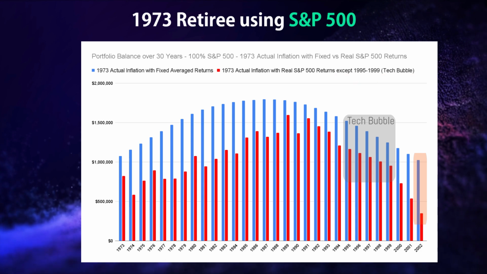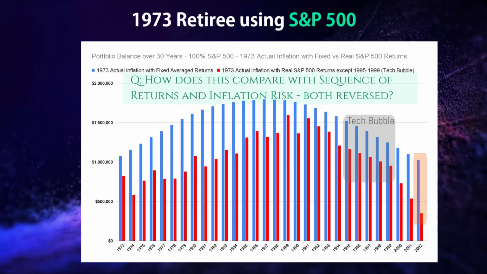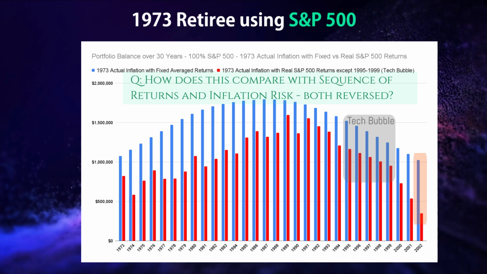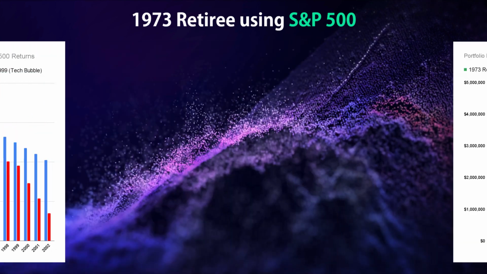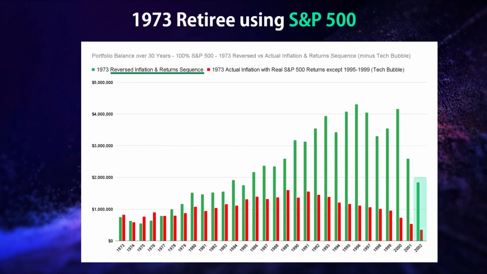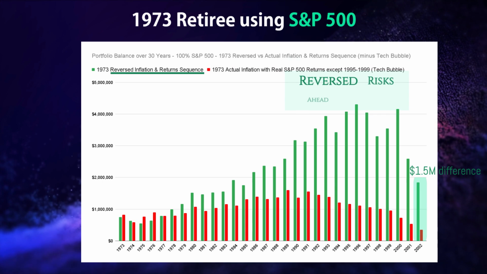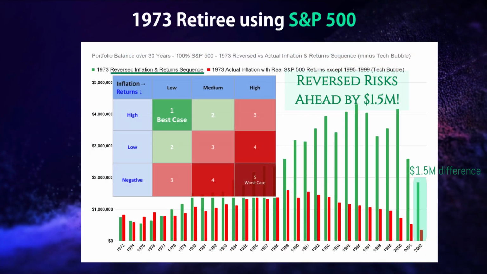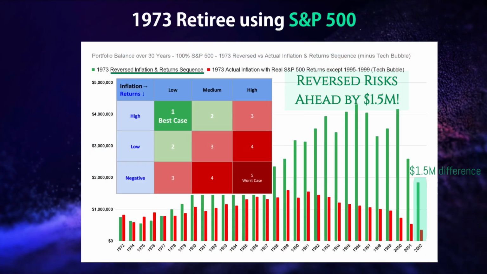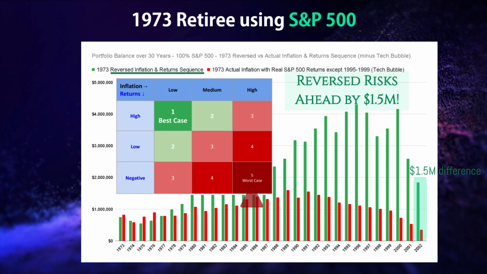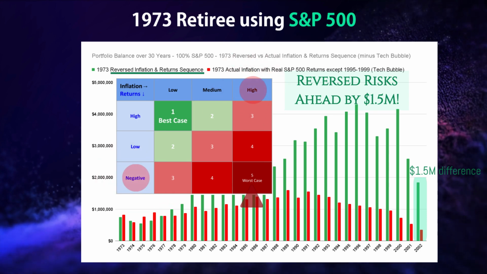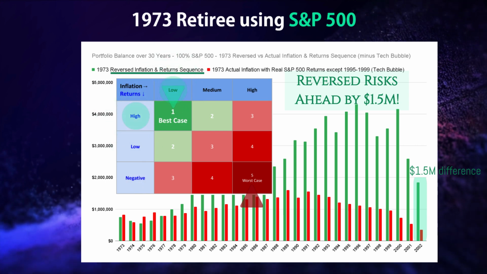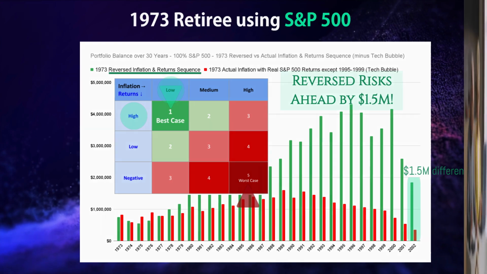Here's a question. How does this compare with the scenario where the sequence of returns and sequence of inflation were both reversed for the period starting 1973? The difference is a staggering $1.5 million. These scenarios illustrate the impact of sequence of inflation risk when it co-occurs with sequence of returns risk. This is the worst-case scenario, characterized by negative returns with high inflation. On the other extreme is the best-case scenario, with high returns and low inflation.